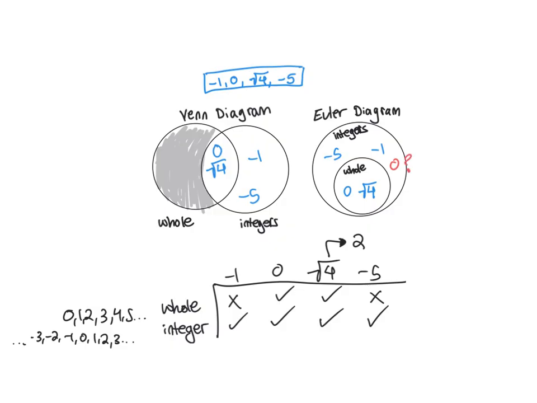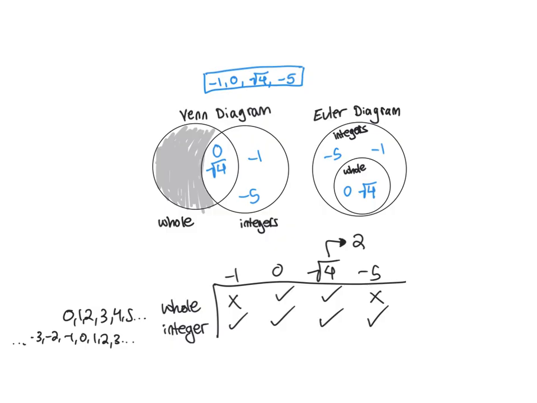No, it would not be okay to put 0 out here. That would be the same thing as putting 0 in this area. So the reason that's wrong is because when you place it there, you're saying 0 is not a whole number. But 0 is a whole number.